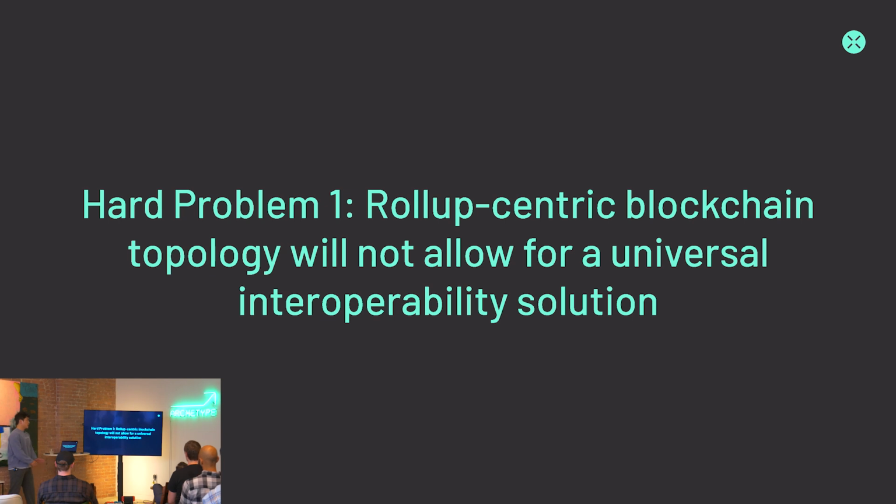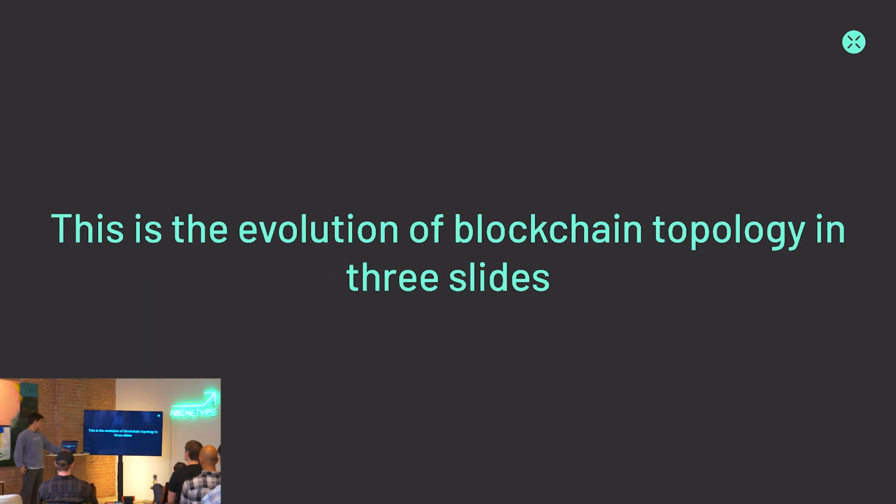So the hard problem number one is that the rollup-centric blockchain topology, which is kind of how Ethereum has played out so far, and I'll give a lot of visuals, will not allow for a universal interoperability solution. This is something we found from experience, and then I'm going to pitch or predict what I think is going to play out, just based on how the topology of the network has played out so far.